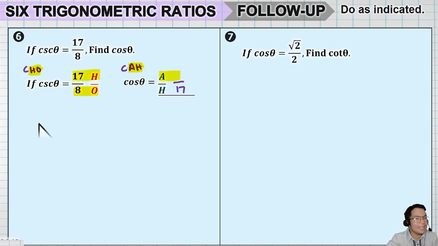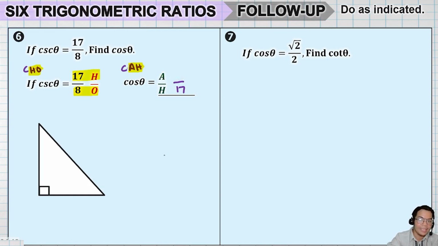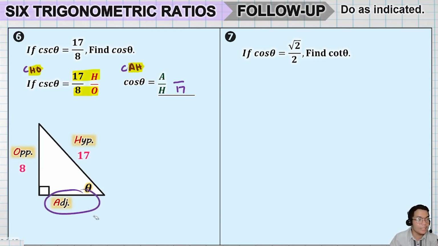Para mas maintindihan natin, I think pwede natin siyang ilagay sa right triangle. Pwede kasi natin i-apply dyan yung right triangle natin na ginagamit natin kanina na nandun yung hypotenuse, opposite side at adjacent side. So as you can see here, hypotenuse is 17 and your opposite side is 8. So we are just looking for the value of the adjacent side. So gagamit tayo ng Pythagorean theorem. Ang tanong na lang, anong value ng adjacent? So gawin natin A as opposite, B as adjacent, C as hypotenuse.